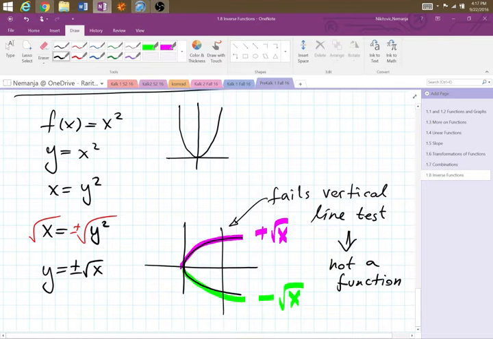We can compute any value in it. Give me a positive number, negative number, whatever. But then, when we find the inverse, we find that the inverse is not a function because it fails the vertical line test anywhere other than 0.